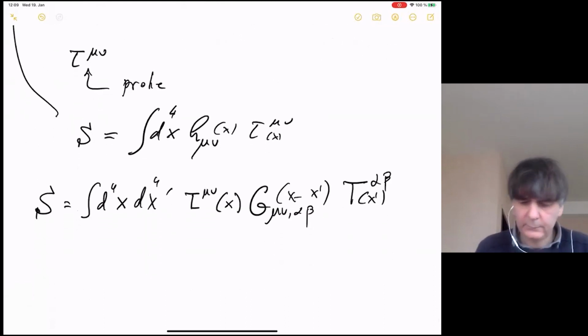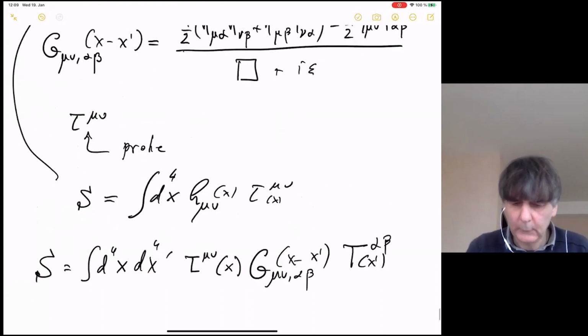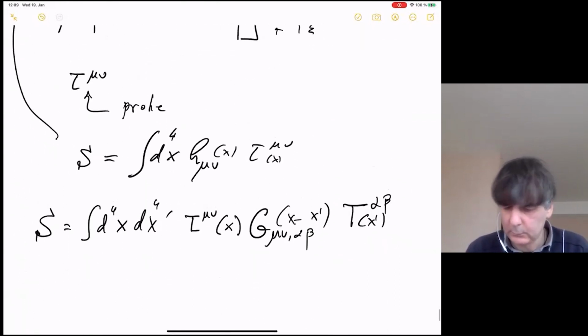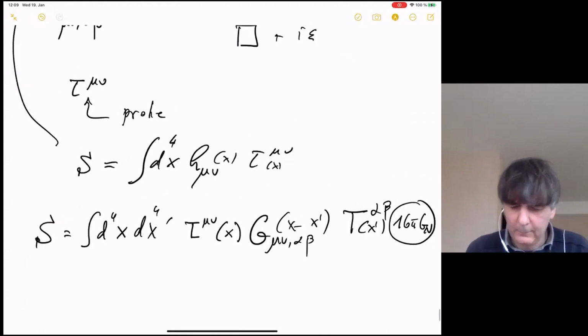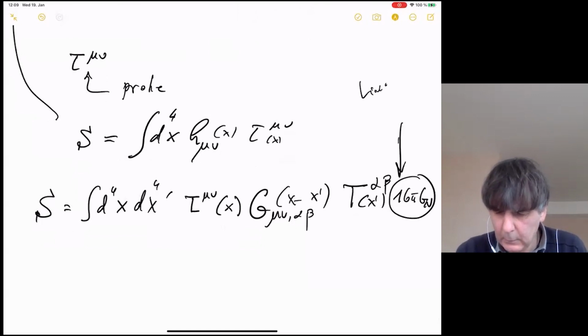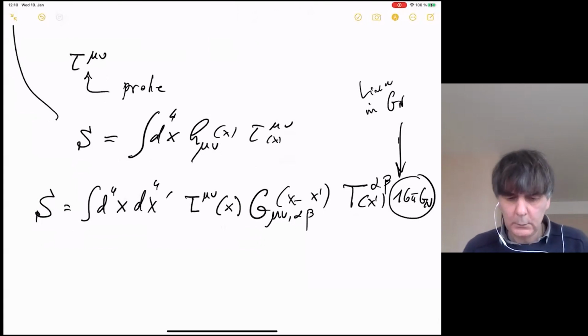So in other words, let's say 16 pi. Okay, we have the 16 pi here. I don't know why I'm carrying the 16 pi's around. What is important is the power of G Newton. So what is important is that this is linear in G Newton.